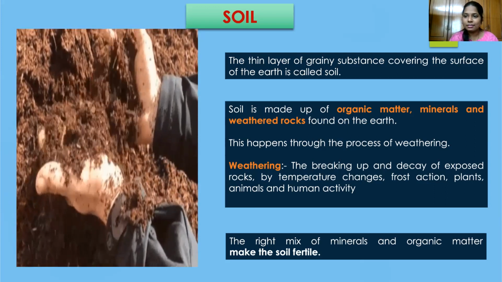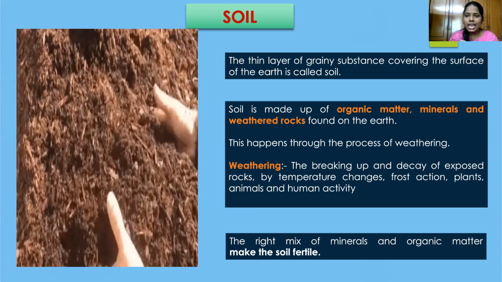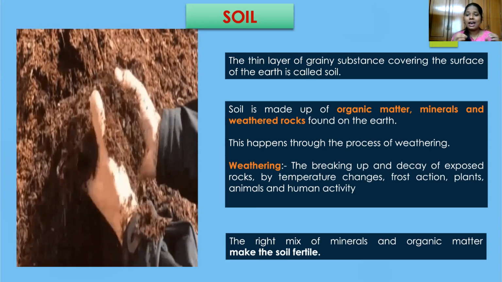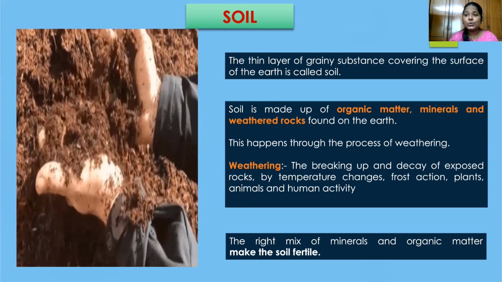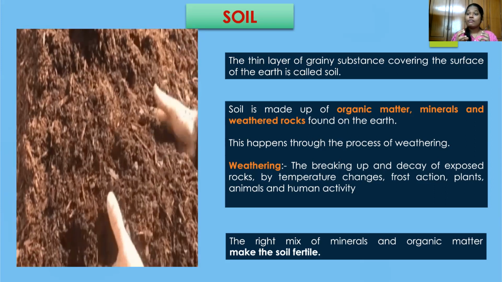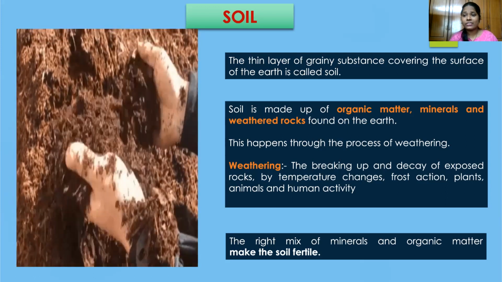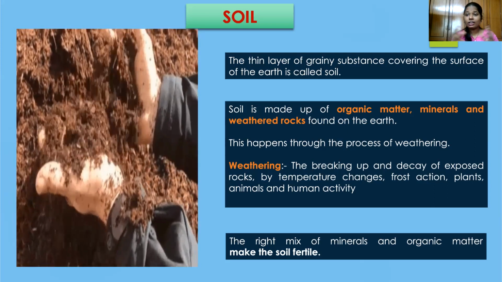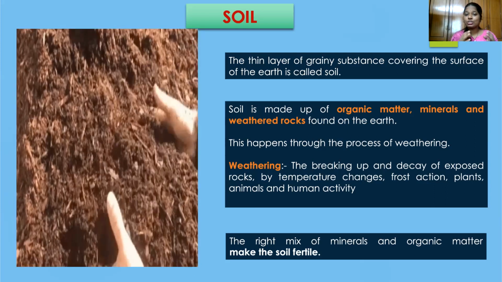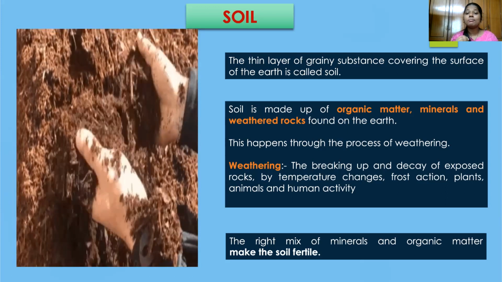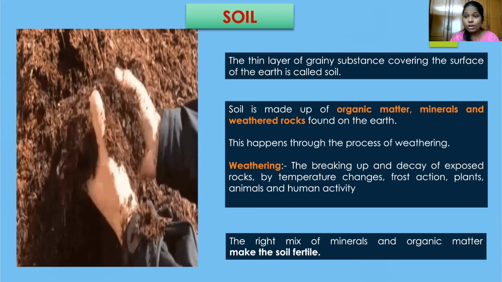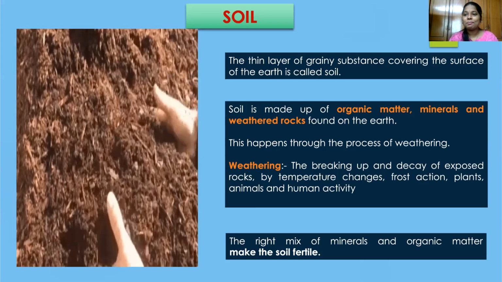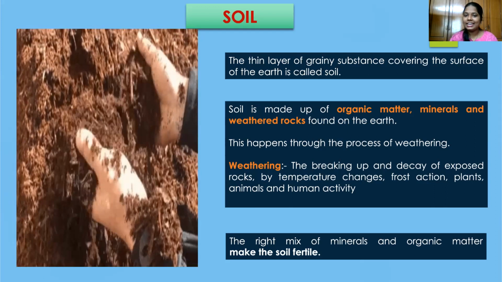How is soil formation taking place? It's a weathering process. Weathering is when big rocks break down and decay due to high temperature or frost action. When the temperature is increasing, pressure builds up between the rocks, and because of this weathering takes place. Plants, animals, and we humans are also responsible for weathering, like the rat, and plants by their roots.